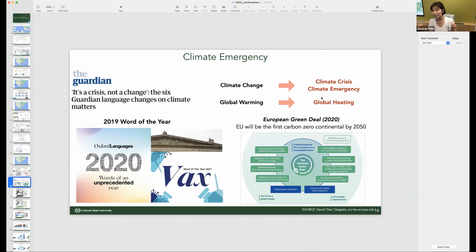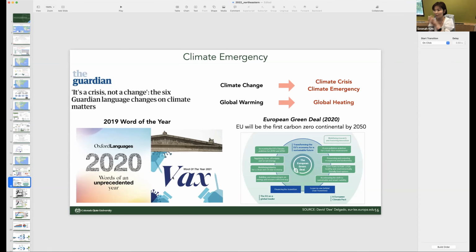Oxford Dictionary publishes a word of the year every year. In 2019, right before the pandemic, the word of the year was climate emergency. That's very important.